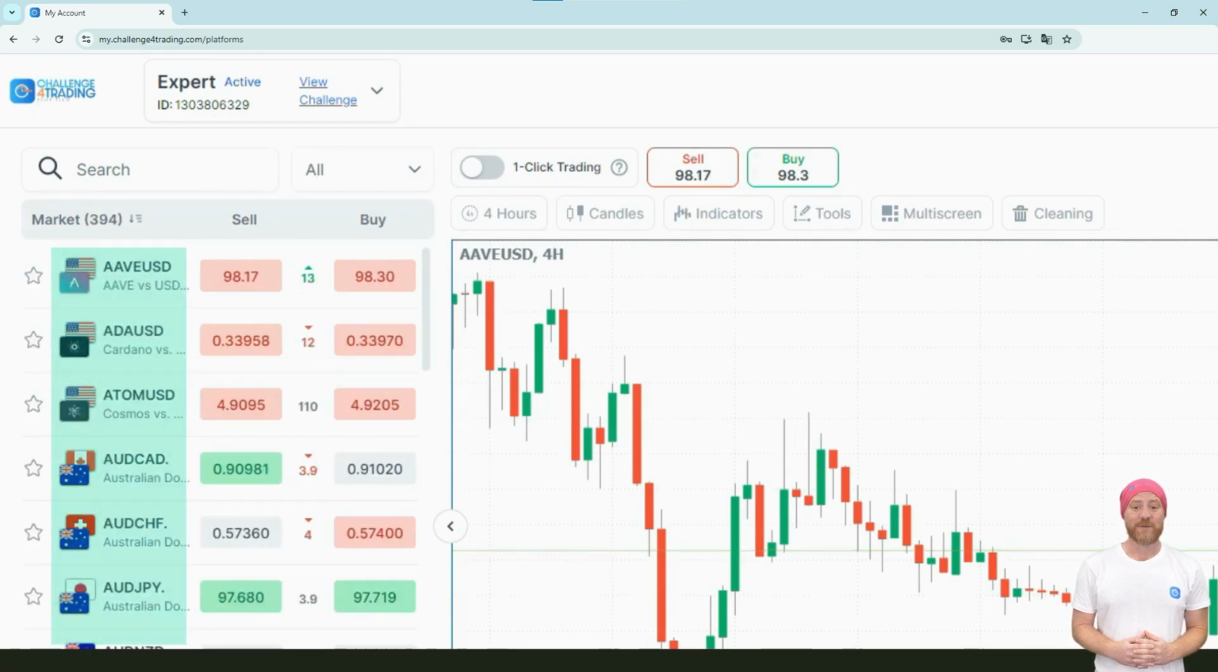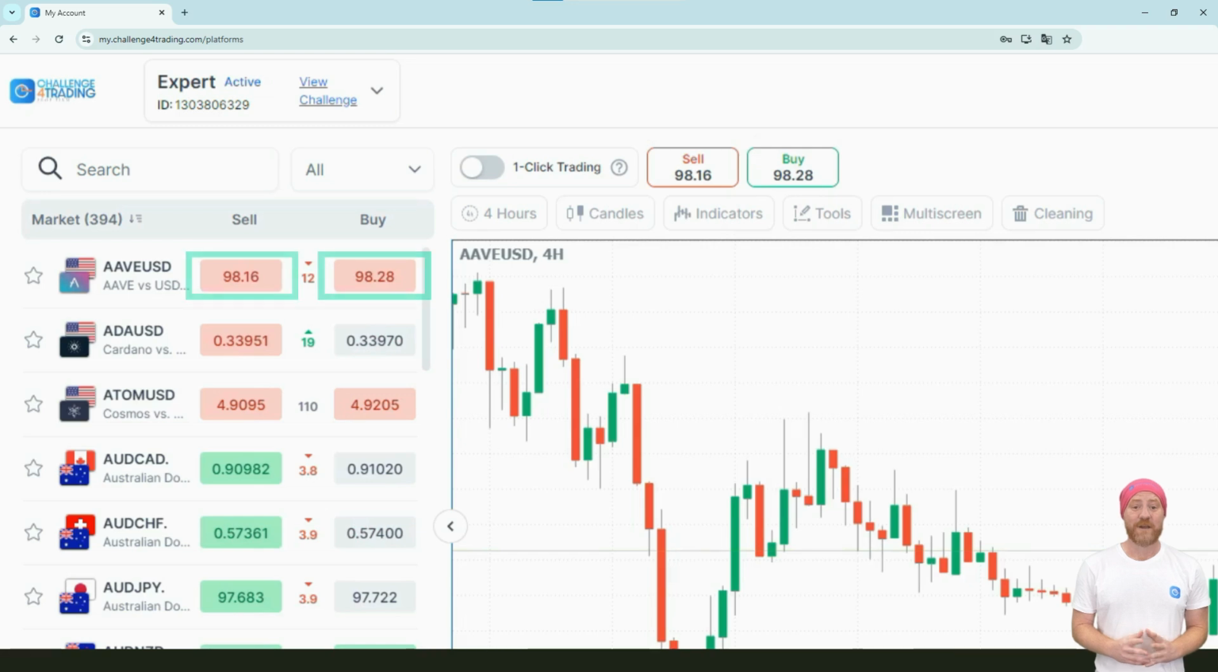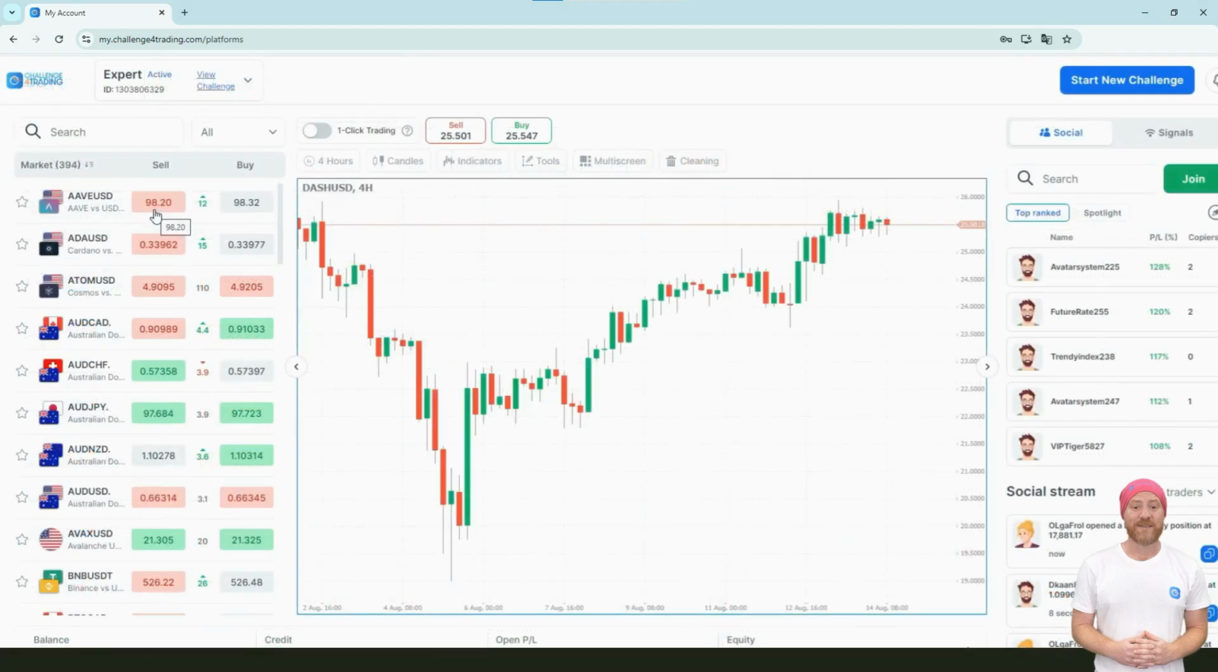The Assets section provides a comprehensive list of all the assets available for trading on the Sirix platform. Each asset listing includes important information such as the current sell and buy prices. This allows you to quickly assess the market conditions and make informed trading decisions based on real-time data.